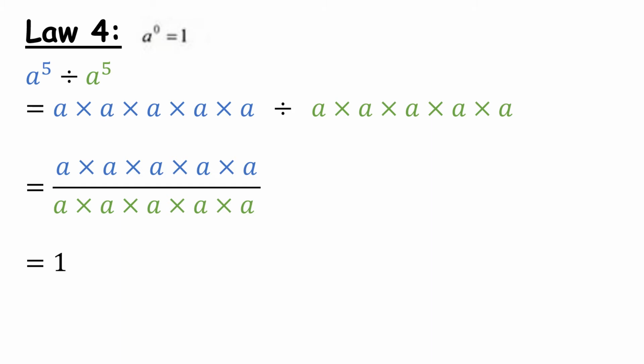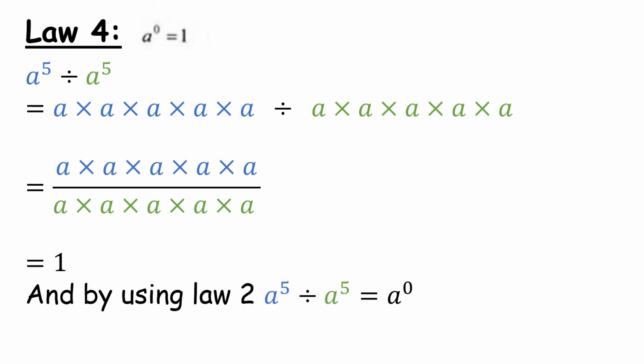Now, you would say straight away, well, any number divided by itself equals 1. So we're all happy that a to the power of 5 divided by a to the power of 5 equals 1. No argument. However, let's think about this in terms of the laws of indices. If I was to use law 2 to do that, a to the power of 5 divided by a to the power of 5, I will get a to the power of 0.